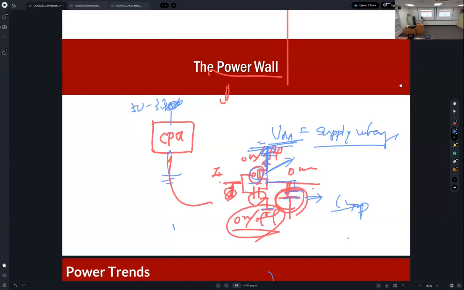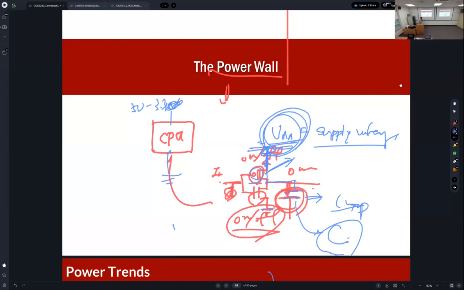When this electric charge builds up in the capacitor, power is consumed. This is the C, the capacitance of this circuit. This is the supply voltage, VDD. And clock frequency represents the activity of this circuit. So you can understand intuitively like this.